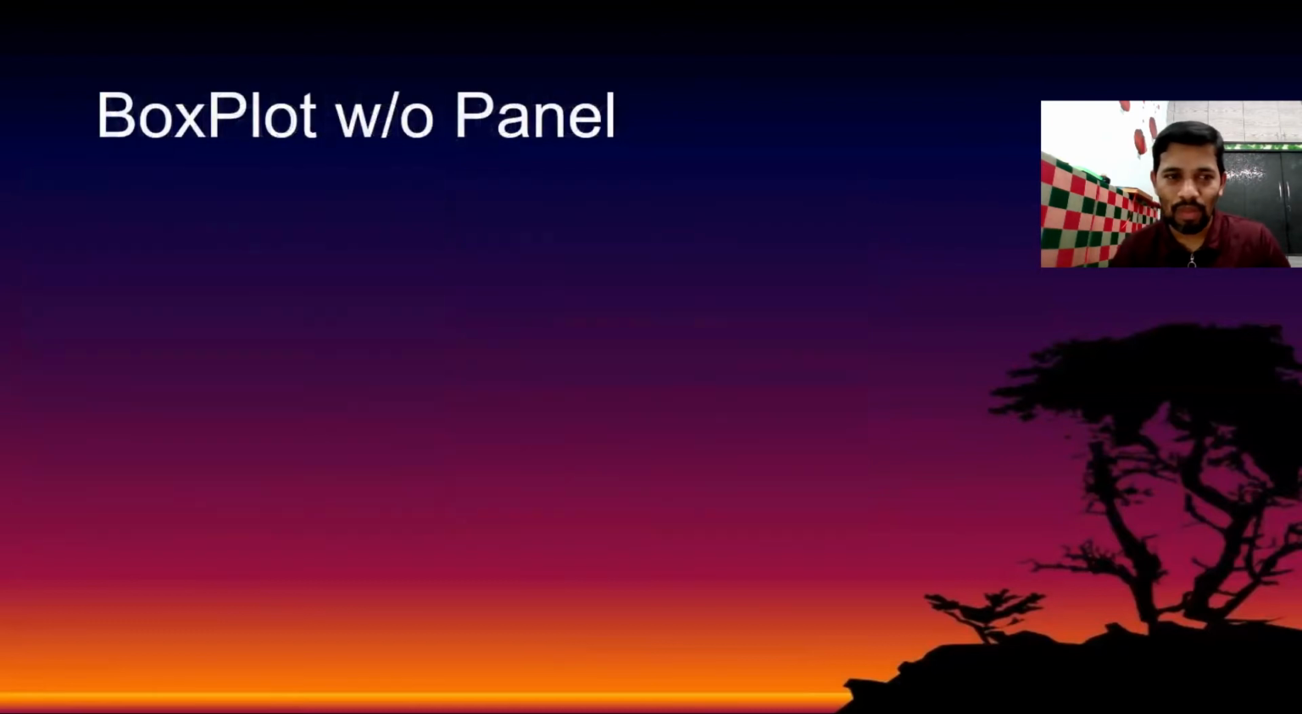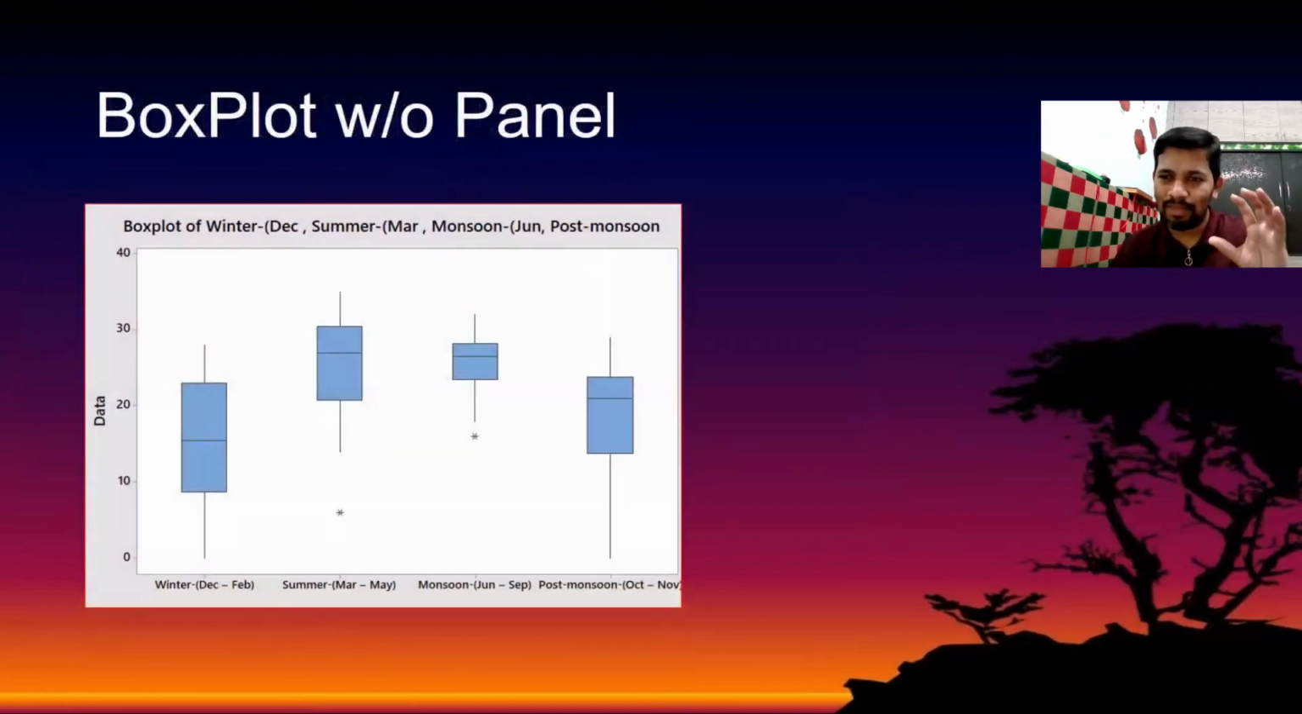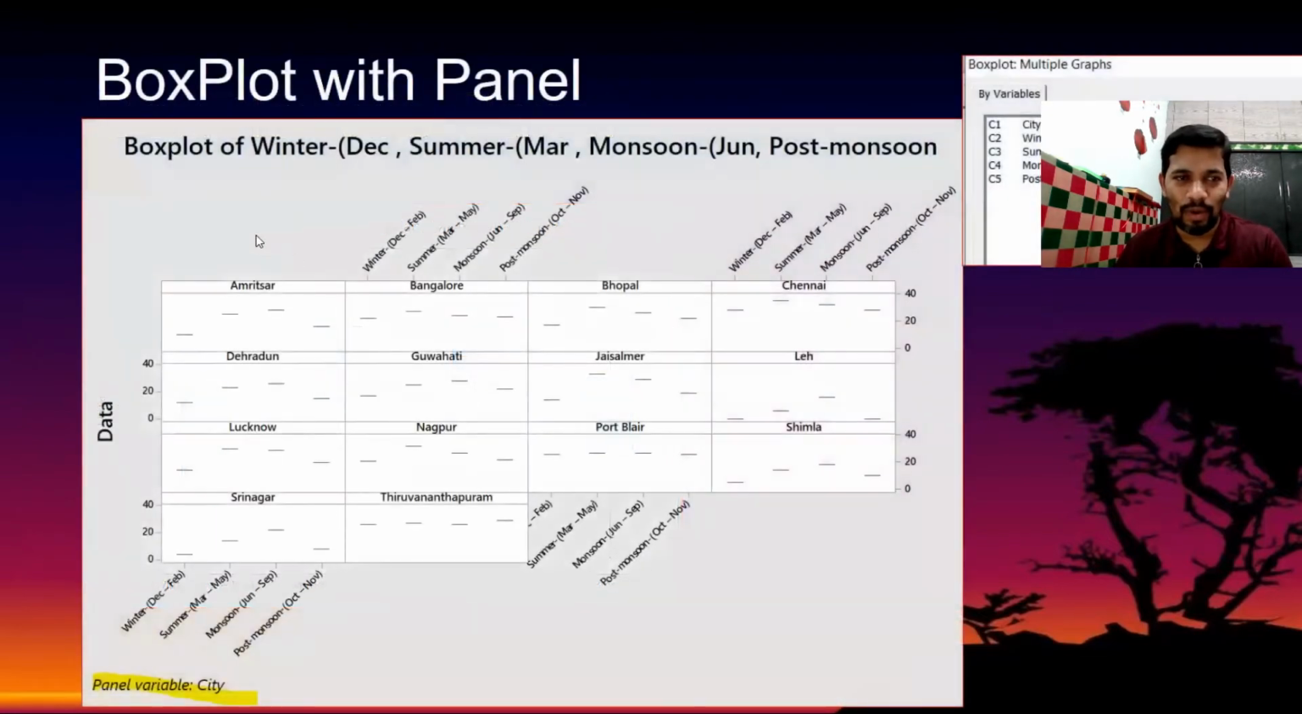Very interesting. So box plot, this is just a broader idea. Box plot without panel: this is just summer, winter, monsoon, post-monsoon, what the values go. And this gives the high level picture, the temperature and how the temperature goes, right? Another one is called box plot with panel. If you wanted to select city or any variables, then you can go for that as well. For example, in this case, I have picked city, so that means the panel variable is city. So it gives it like this.